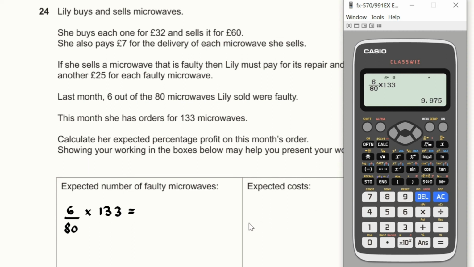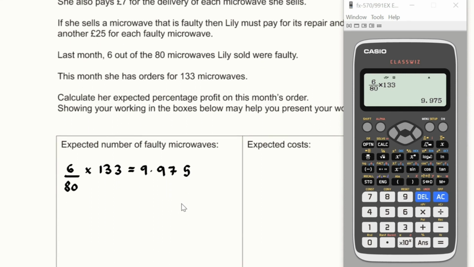It turns out here we get 9.975. So it will make sense for us to say then, because we can't have a decimal number of faulty microwaves, we can round up to say that we've got 10 faulty this month.